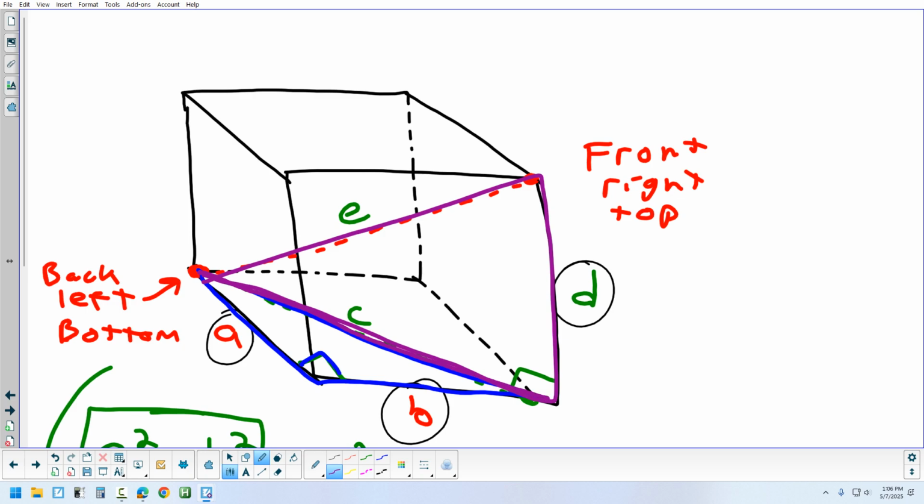That's the Pythagorean theorem with A and B. And then this is the Pythagorean theorem again, and that's a 90 right there to find E.